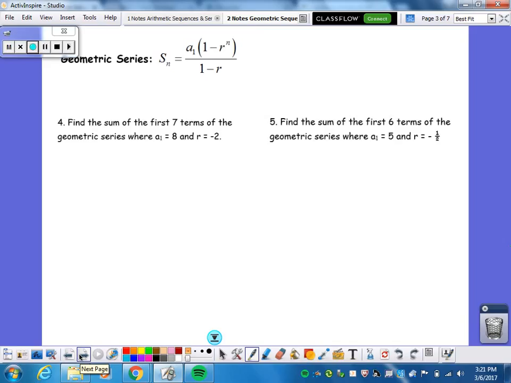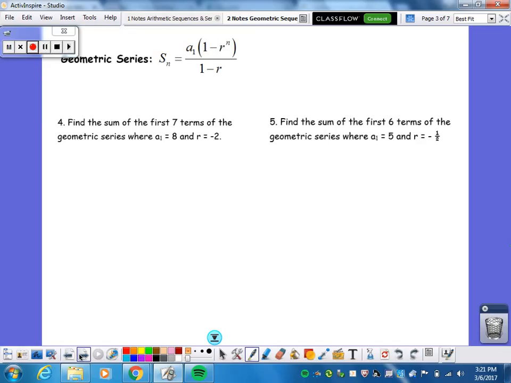Now we're going to be talking about geometric series. So just like we did with the arithmetic series, we're going to be looking for the sum of all of our terms. Okay, so we're no longer looking for a specific term, we're looking for the sum of all of the terms. So let's look at number 4.